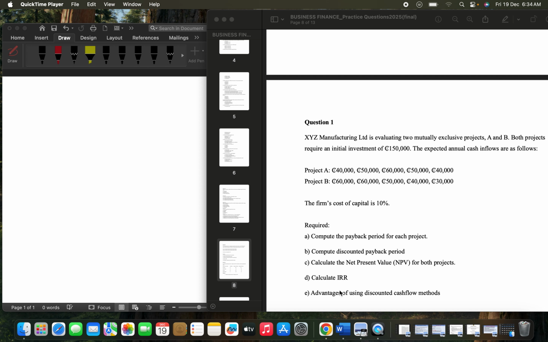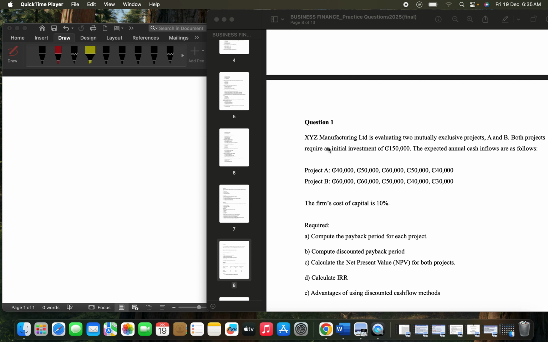Okay. So today I'm starting with, I've done the objectives previously, so I'm starting with this particular question 1 here. The question 1 you see on the screen, this one. Now, with this question 1, it falls under the topic capital budgeting.